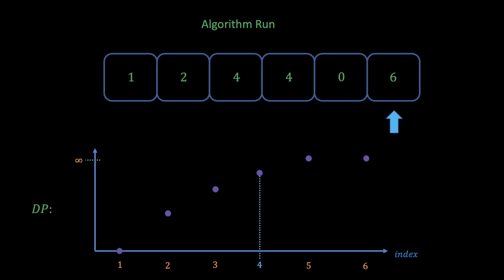When we're done, we again simply return the maximum index that is not infinity. In this case, there's an increasing subsequence of length 4.